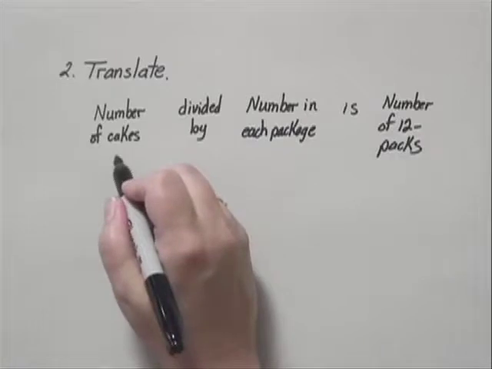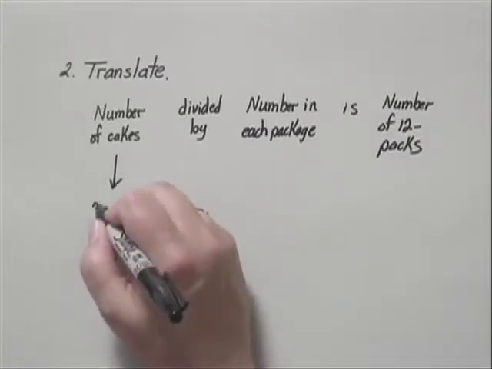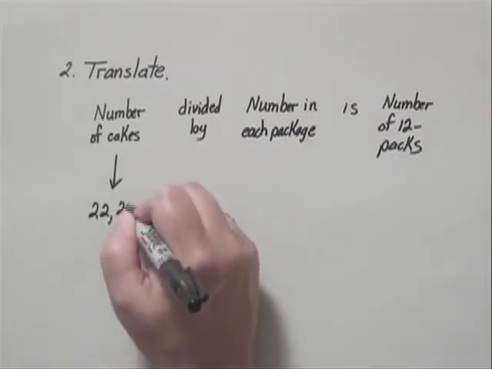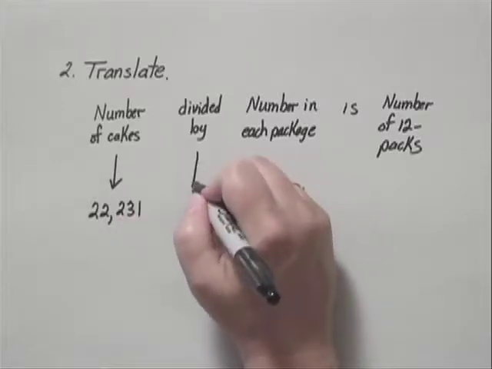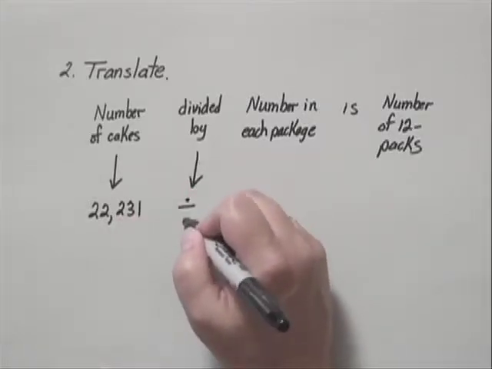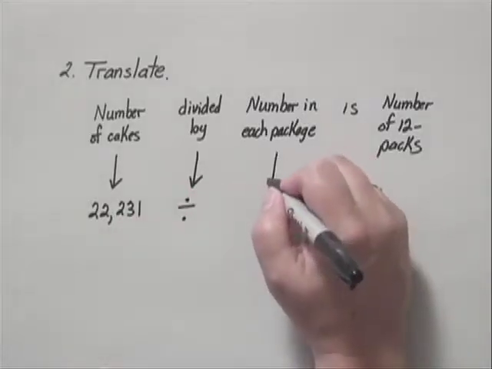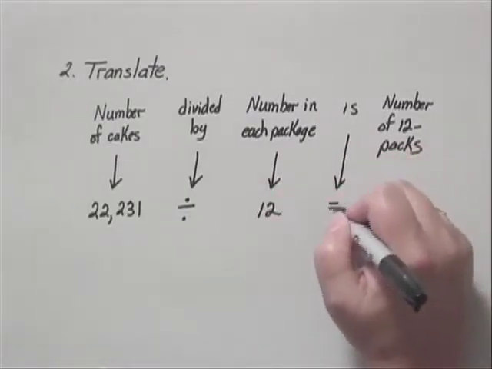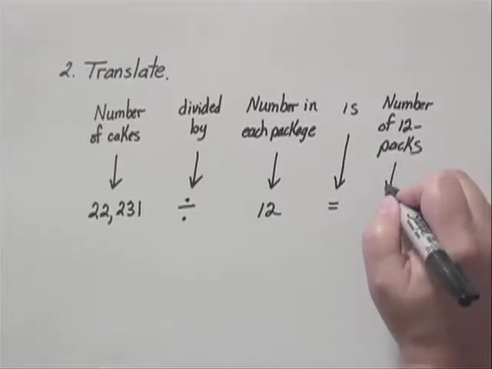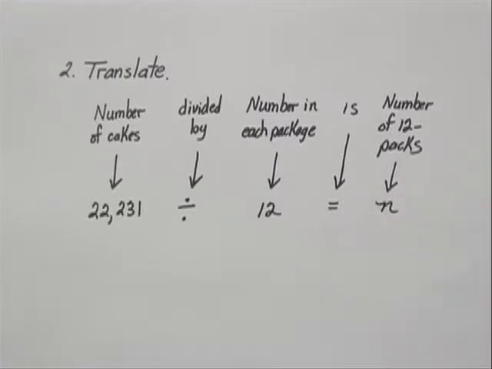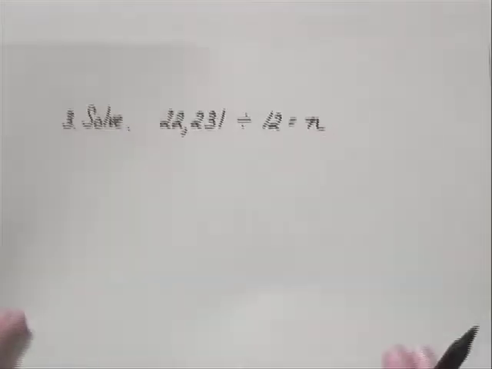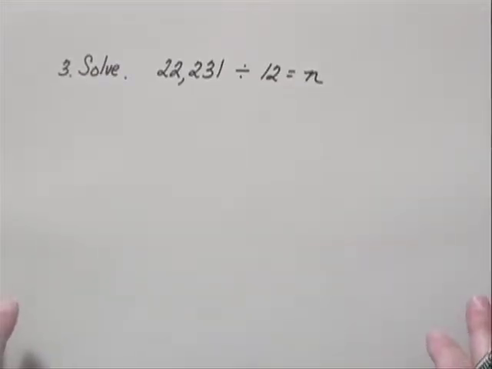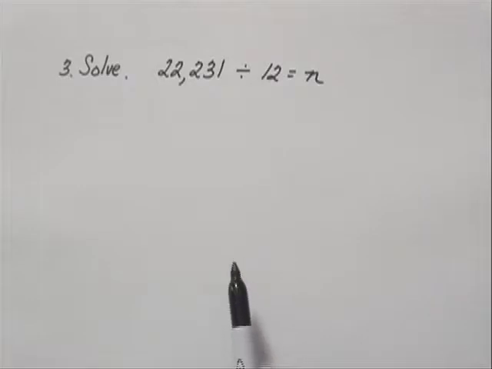So to translate, the number of cakes is 22,231, divided by is the division symbol. The number in each package is 12. Is translates to equals, and the number of 12 packs is n. So we have an equation that we can solve. That's step 3 of the process. To solve this equation, we need to carry out the division.